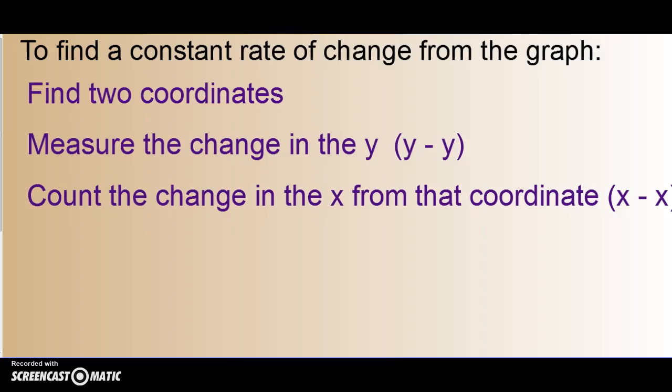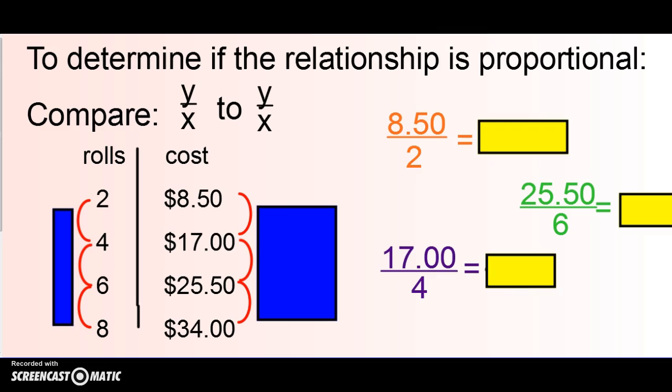All right, to find a constant rate of change from a graph, just like we just did, subtract the 2 y's and keep that in the numerator, then subtract the 2 x's and keep that in the denominator, and keep that as a ratio. Then to determine if a relationship is proportional, that's a little different.